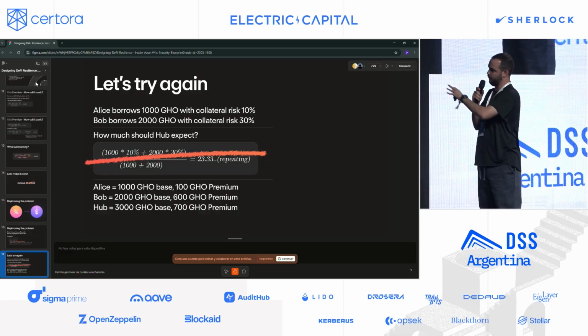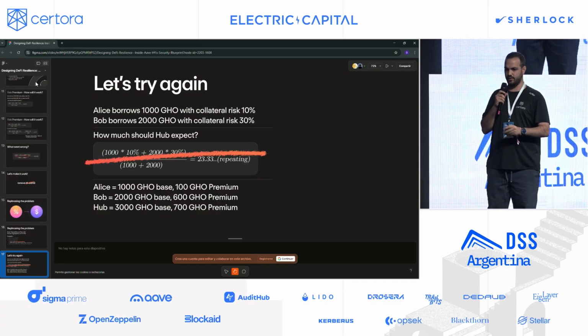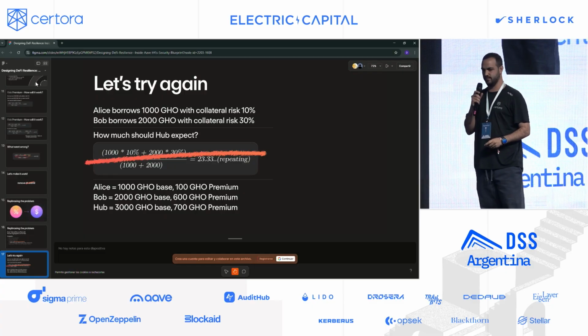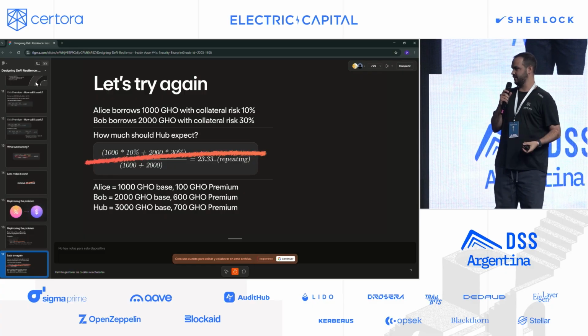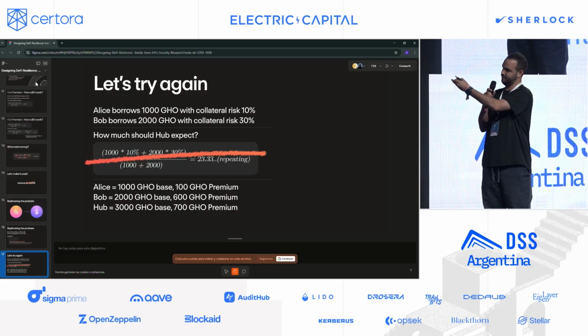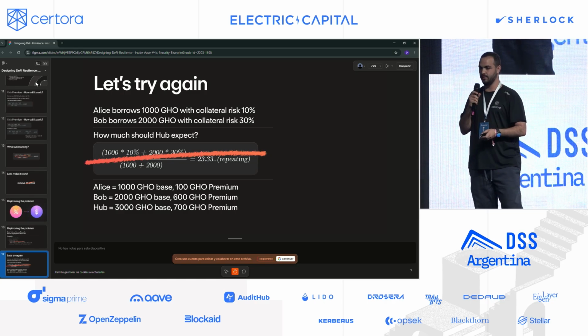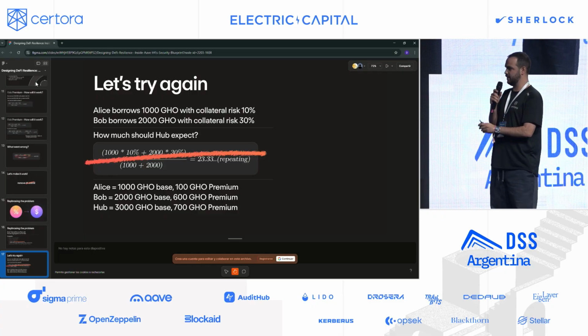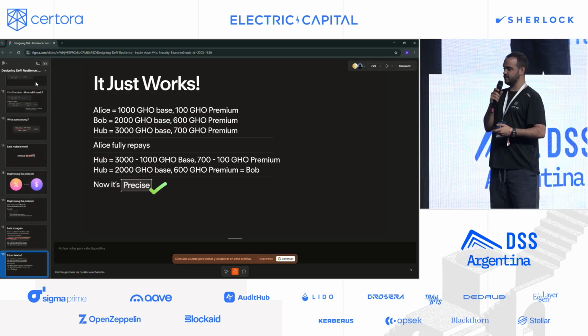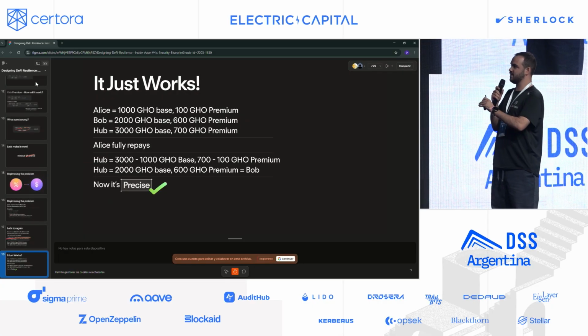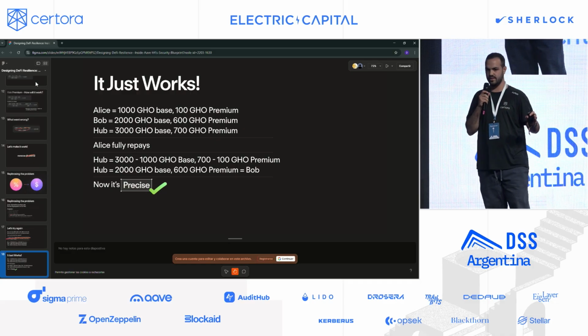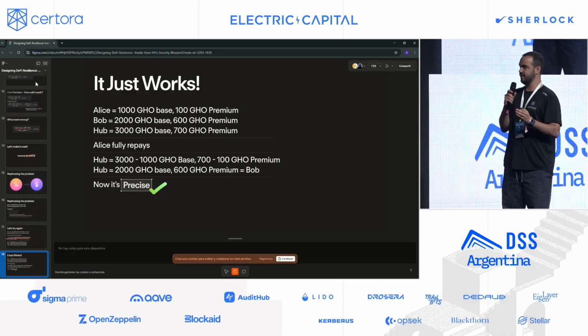We take 100 premium debt for Alice and 600 premium debt for Bob, which is basically just the debt times the risk. And we sum everything up, and we have this exact total. We didn't have divisions here. That's why it's precise. Now, when Alice repays our debt, like before, we just subtract Alice's position from the totals. We don't need to divide, we don't need to multiply. That's why everything is precise.